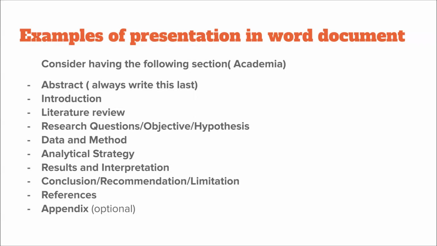Data and method is you explaining the data you use and how you analyze your data, whatever conditions you used, for example if you filtered. Analytical strategy is sometimes optional. You go into detail on how you analyze data, compared to your data and method section. Then result and interpretation: you write your results and interpret what your results are saying, then you give conclusion, recommendation, and limitation. It's not all the time you have recommendation and limitation.